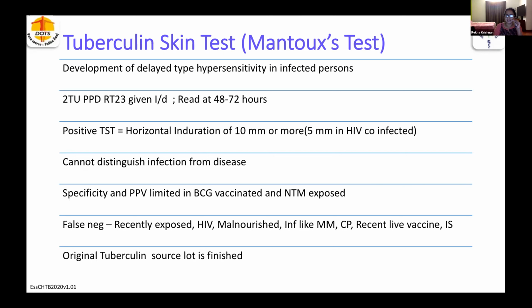Then the few practical points which you have to understand and remember are the solution that we use. 2 TU purified protein derivative stabilized with RT23 is the standard one which we have to use. It is given intradermally. Many labs use 5 TU, 10 TU and so on, but a positive Mantoux we interpret as horizontal induration of 10 millimeters or more, read at 48 to 72 hours. But when you are using 10 TU and 5 TU, we cannot interpret it in the same way. Only if you are using 2 TU can you say 10 millimeter positivity. And for HIV, it is 5 millimeter.